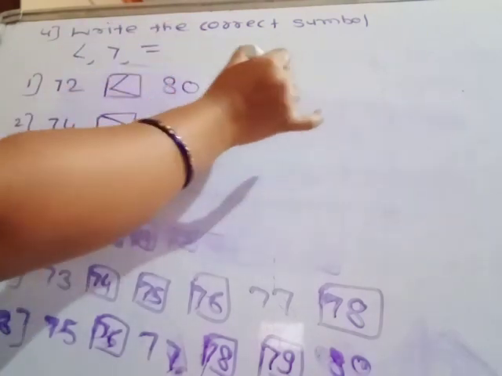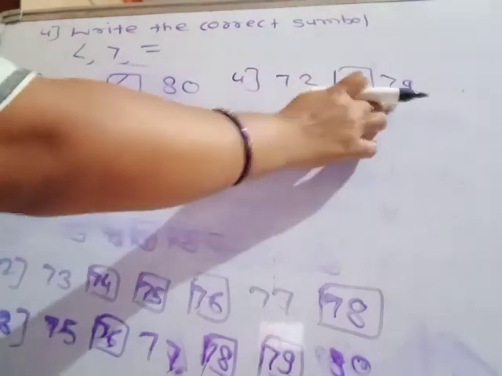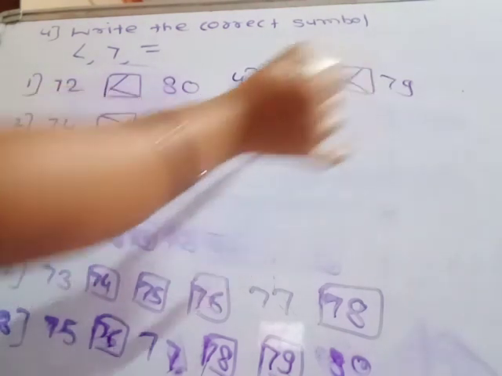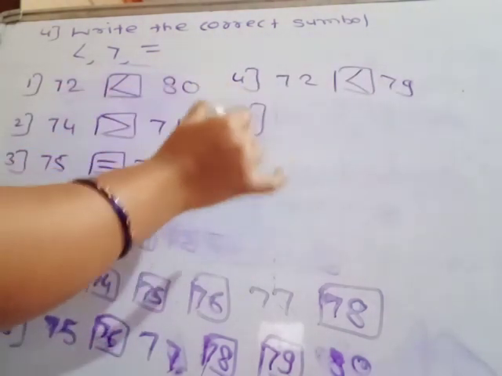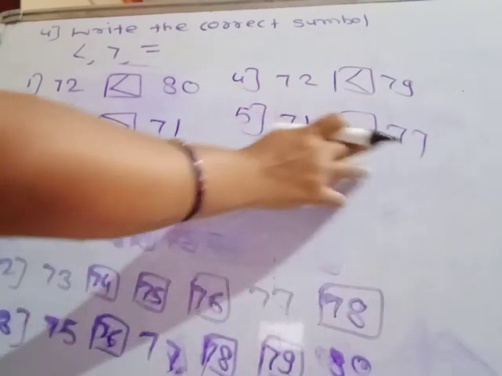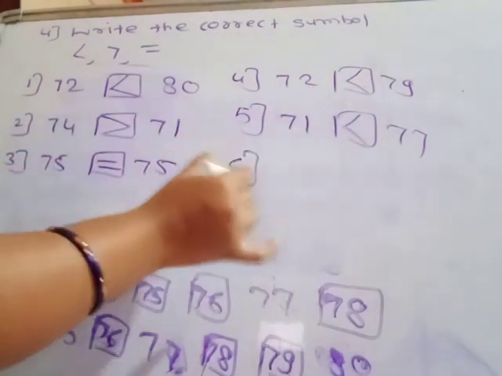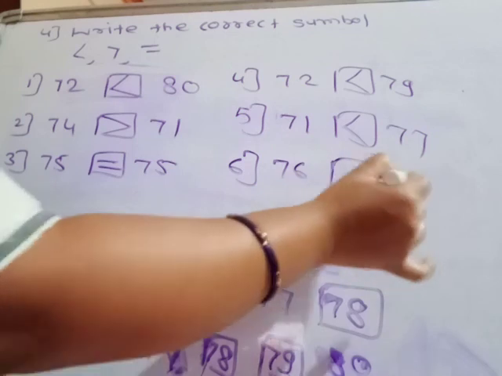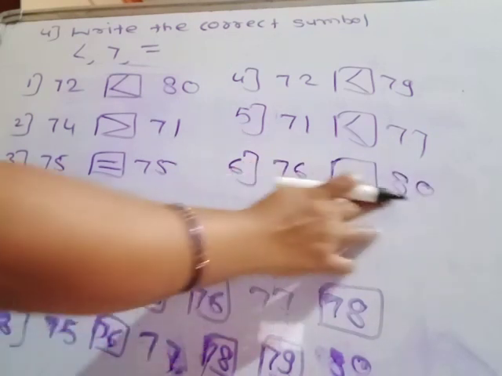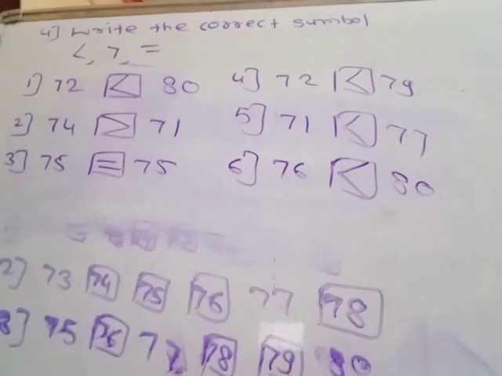Then third one 75, here also 75. These two numbers are same, then here put the symbol equal to. Then fourth one 72 and here 79. 72 is smaller than this 79, then put here the symbol smaller than. Then 71 and here 77. 71 is smaller than this 77, then you put the symbol smaller than. Then 76 and here 80. 76 is smaller than this 80, then you put the symbol of smaller than. In this type, in homework, you write these numbers from 71 to 80. Okay.